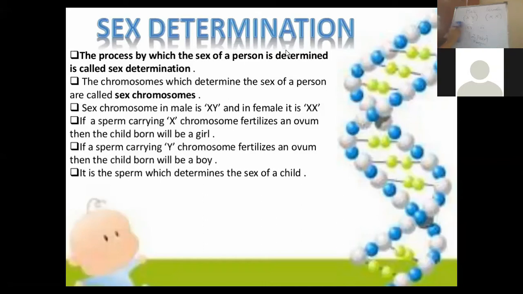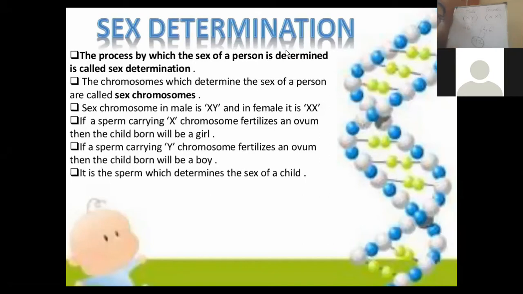In humans we have a total of 46 chromosomes. If 46 chromosomes were contributed by the father and 46 by the mother, then the progeny would have 92 chromosomes, and it would be totally different from the parents; all the genetic information would be different.